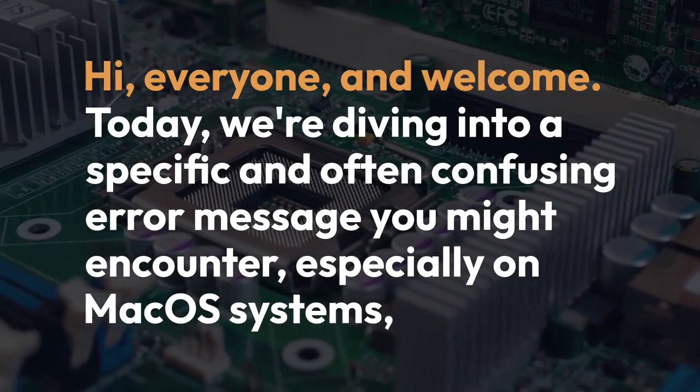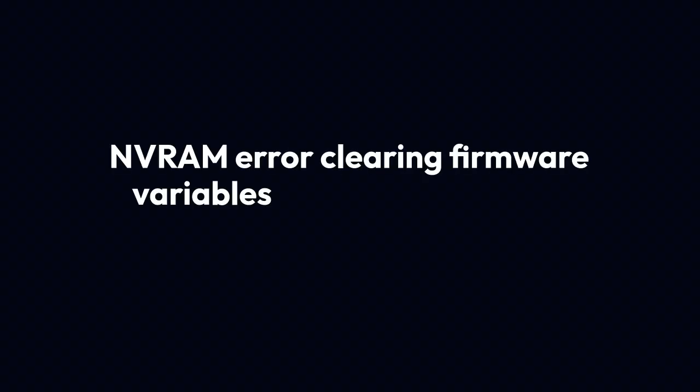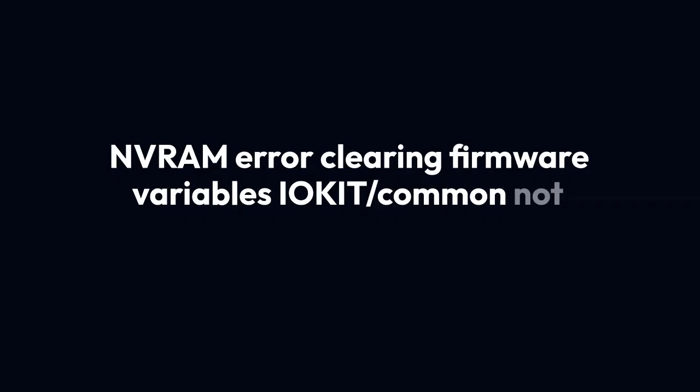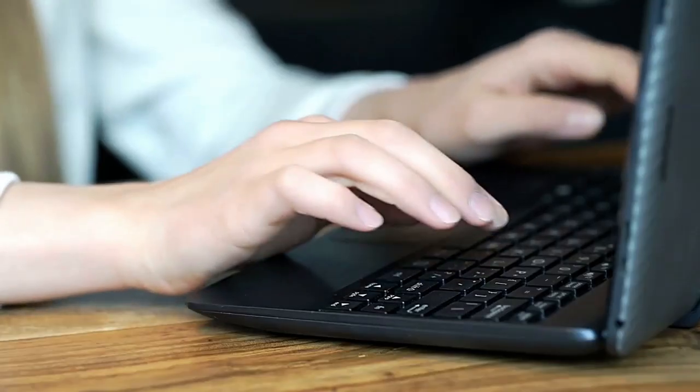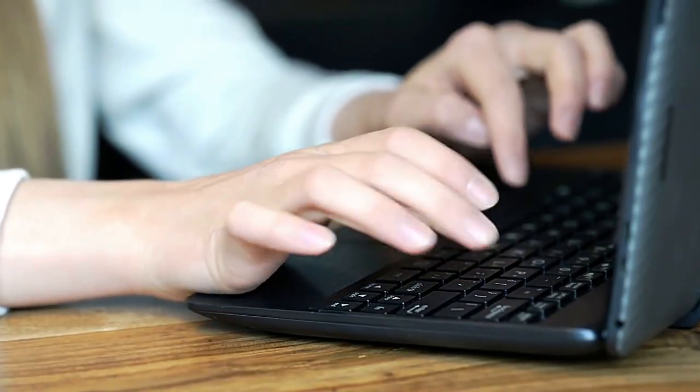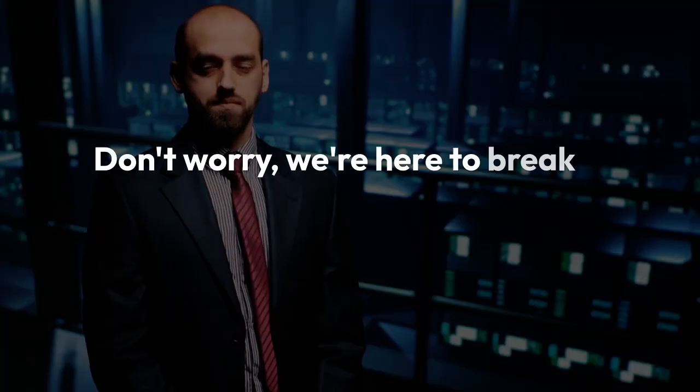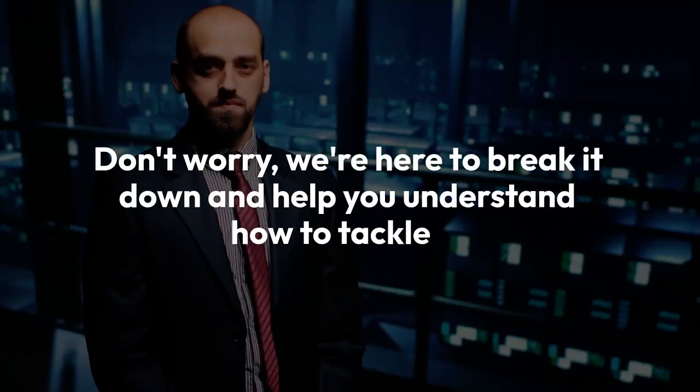Today, we're diving into a specific and often confusing error message you might encounter, especially on macOS systems. NVRAM error clearing firmware variables, iokit/common, not permitted. This message can pop up and leave you wondering what went wrong. Don't worry, we're here to break it down and help you understand how to tackle it.